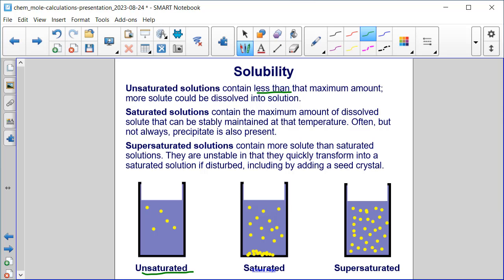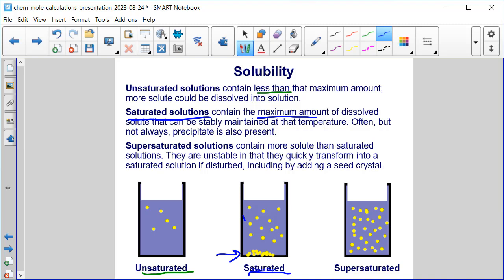A saturated solution contains the maximum amount of solute that can be dissolved and stably maintained at that temperature. Often, but not always, precipitate is also present. So in a saturated solution, we dissolve the maximum amount, as you see floating around in the solution up here. But down below, you might see some undissolved solute particles because the solution itself is holding the maximum amount.